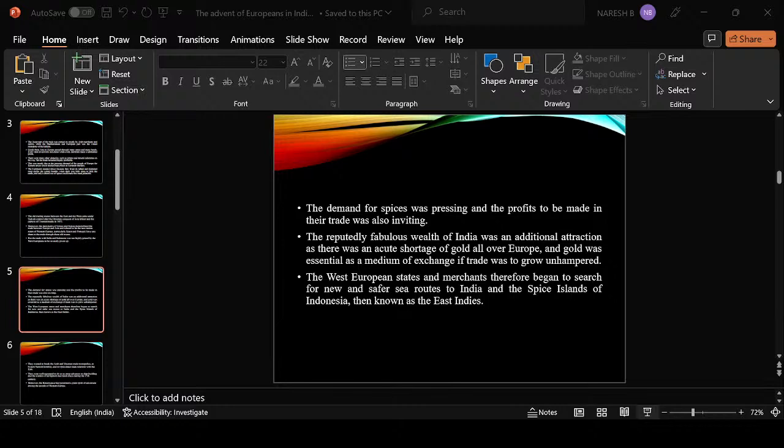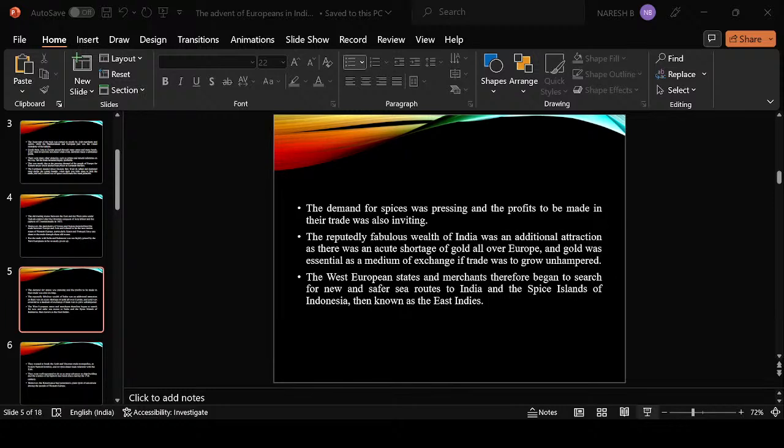So the West European states and the merchants, therefore, began to search for new and safer sea routes to India and the Spice Islands of Indonesia, then known as the East Indies. Combinedly, all these areas are known as the East Indies. And as we discussed in the last lecture, it all started with a person called Prince Henry the Navigator.